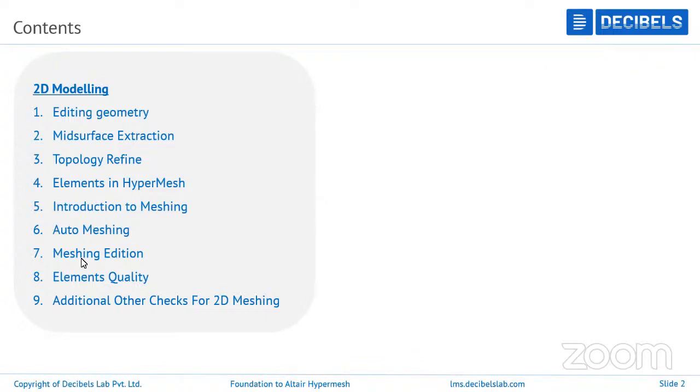Then we'll create the elements by using automesh. What is automesh? After creating the elements, does it really require any editing? That is the remeshing option, and if it is required, how to do that? Then how to carry over the final mesh, and any additional checks for the 2D elements. These things we are going to discuss in today's session. So we'll do it one by one.